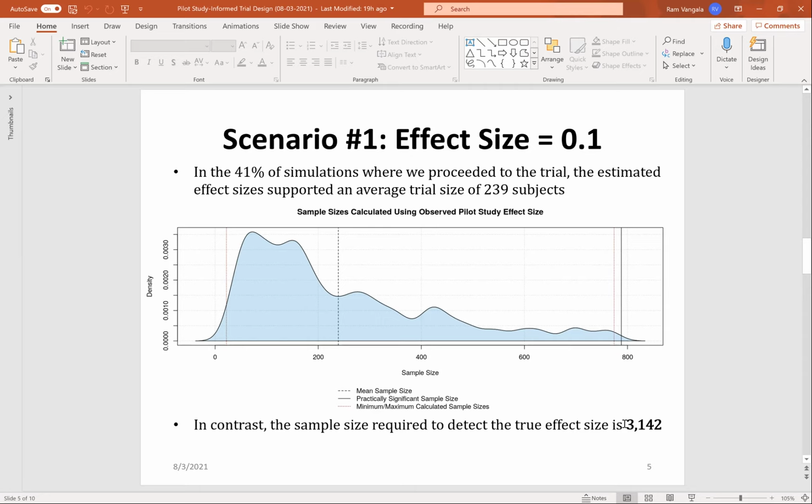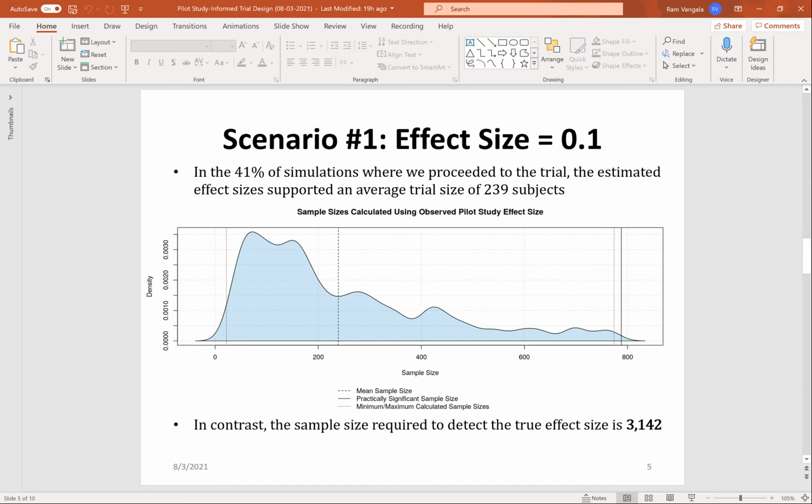So basically you need an absolutely massive sample size to detect this effect, but following this very reasonable seeming methodology, on average, you're going to run a trial that's only 239 subjects. So this gives you a sense of how massively underpowered this study is going to be. But you might think that that's just the average case scenario, but it turns out that if you look at this distribution, it really only goes out to about 800. So none of these simulations came anywhere close to determining the actual sample size that we need to detect the true effect. So this is something going very wrong with this overall procedure in terms of deciding how to power a subsequent trial. So that's scenario one, where the effect size is 0.1.